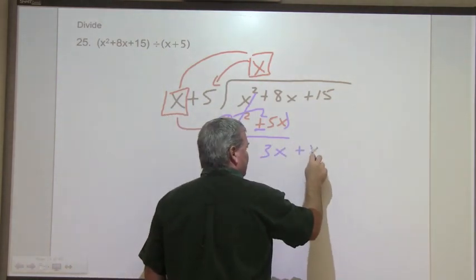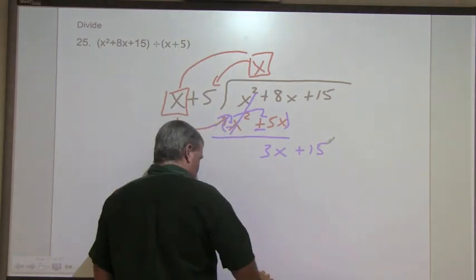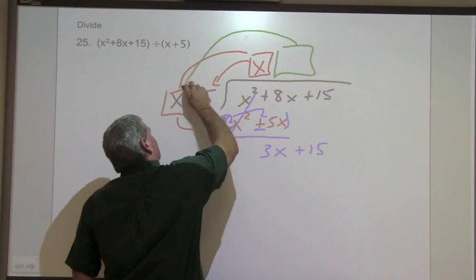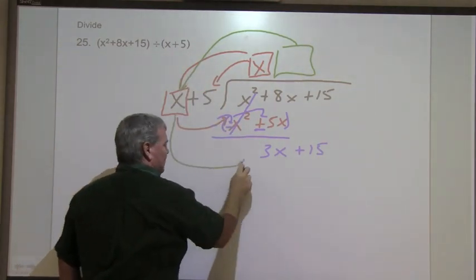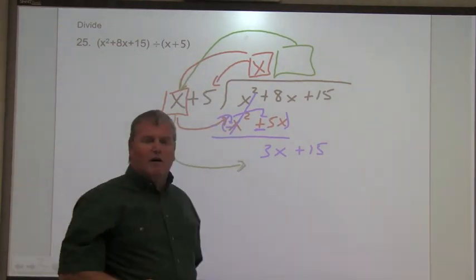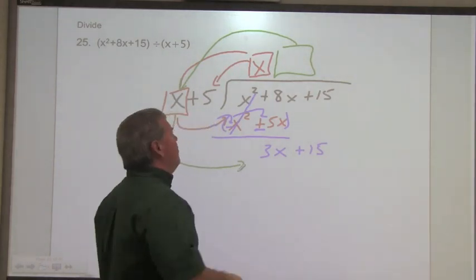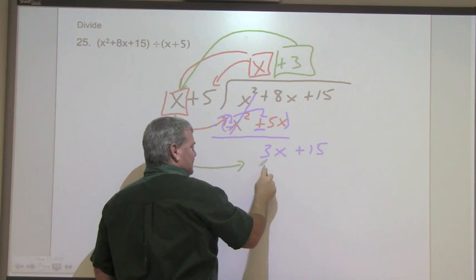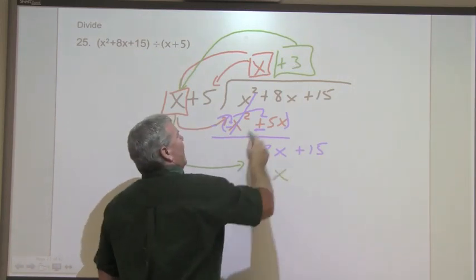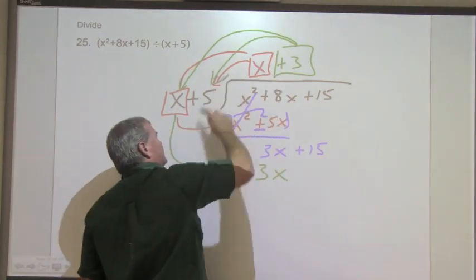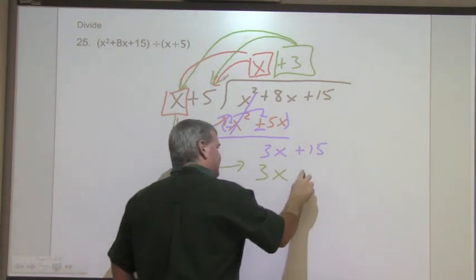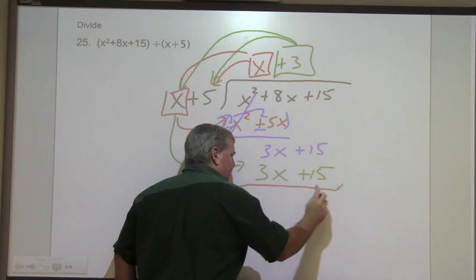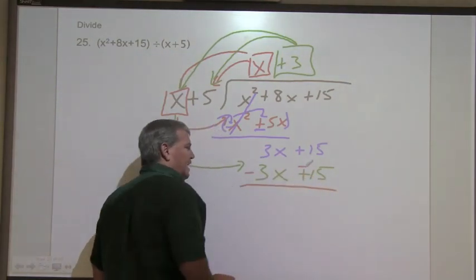Bring down the 15. Again, we're going to look at what times this first term, x, is going to give me that 3x. Well, I've already got the x, so I need a positive 3. So I'm going to multiply positive 3 times x, which gives me a positive 3x. I've got to multiply that positive 3 times the 5, which gives me a positive 15. And then I'm going to subtract again, which basically just changes the signs.